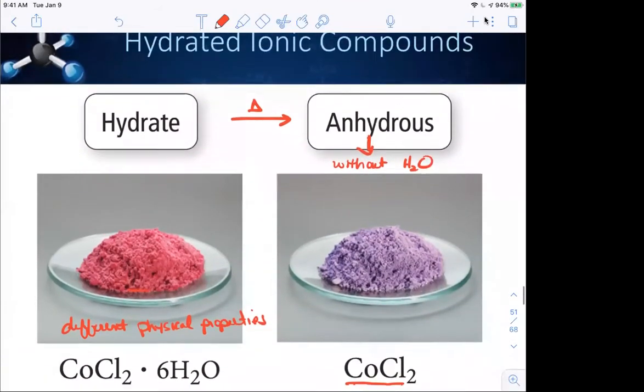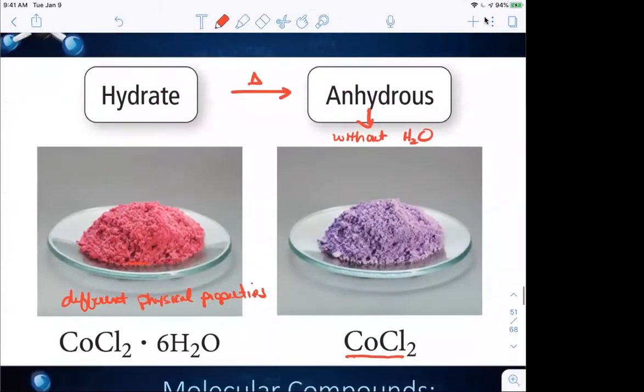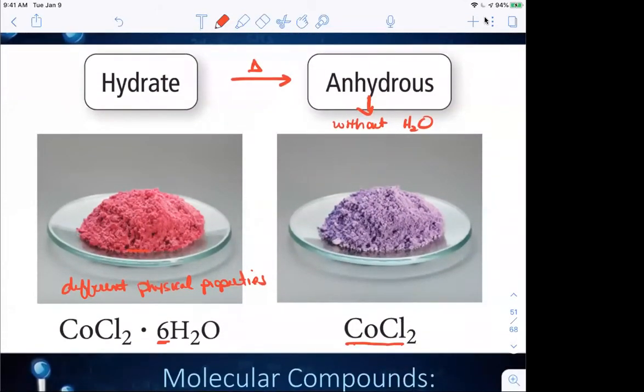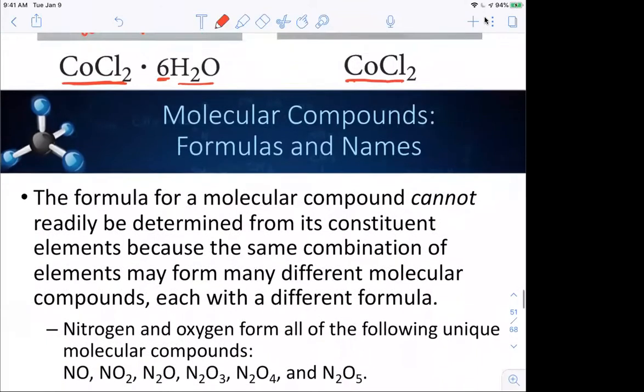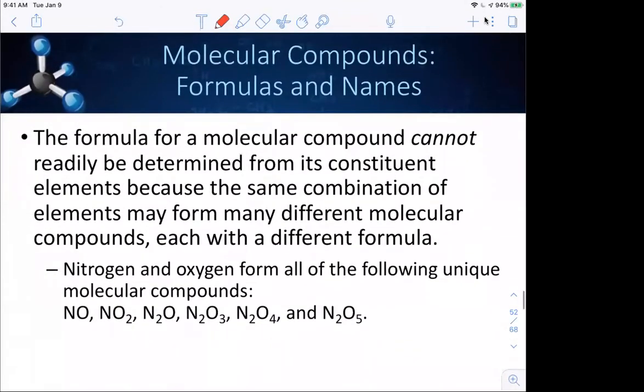Purple is my favorite color, so I happen to really like this guy. But there will be some formulas where you can actually use the ratio of the water molecules to the mass of the salt, and you can figure out how many water molecules are actually hydrated in these different salts. So pay attention for that. I think there's a couple of those in Mastering Chemistry. Now, that's the end of the ionic section.